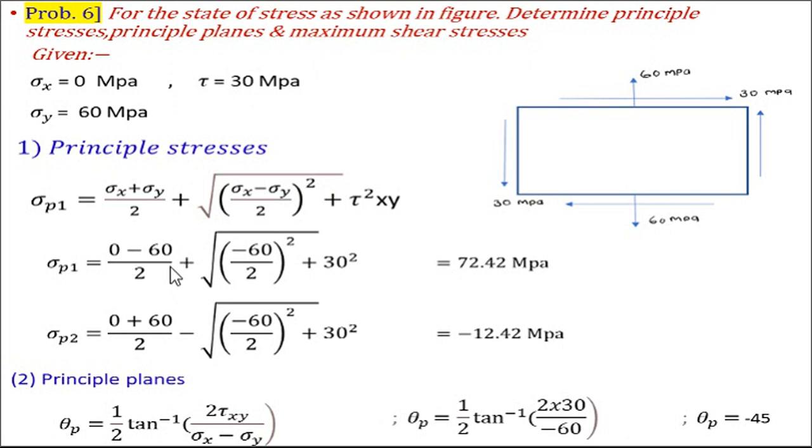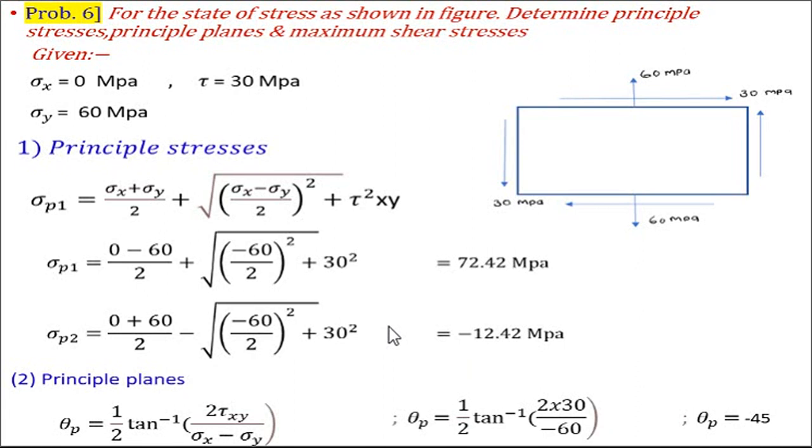After that sigma y value is 60, and the shear stress along the xy plane is 30. So putting all these values, we will get the value of 72.42 MPa, which is the first principal stress, and for the second principal stress, taking just the minus sign, after solving we will get the value minus 12.42 MPa. So these are the two principal stresses we are getting from these formulas.